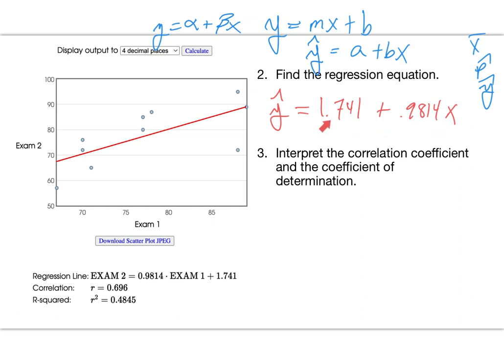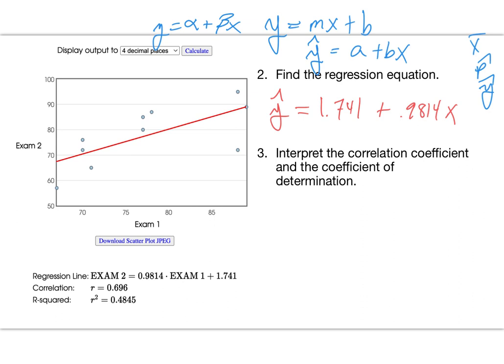The interpretation of the y-intercept would be, if I scored a 0 on the first exam, this would all be 0, and I would expect y hat on the second exam to get 1.741. All right. 0.9814 is my slope. The interpretation of slope is, for every 1 point that my exam 1 score goes up, my exam 2 score would go up, positive, by 0.98. So slightly less than 1. So it's going up, but not as fast as the first ones did.